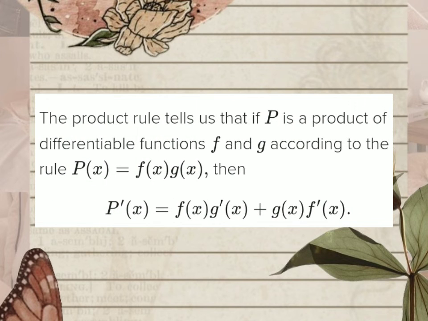The product rule tells us that if P is a product of differentiable functions f and g according to the rule P of x equals f of x times g of x, then the formula will be P prime of x equals f of x times g prime of x plus g of x times f prime of x.